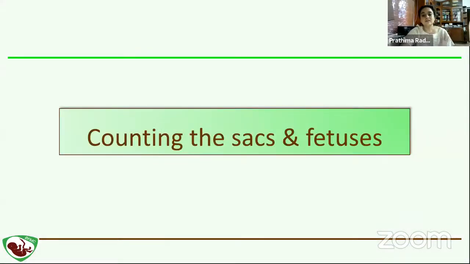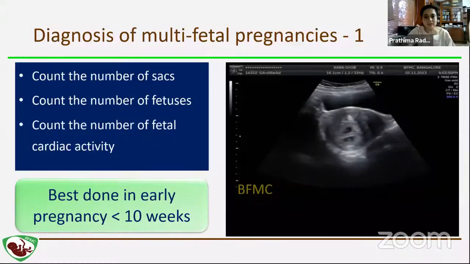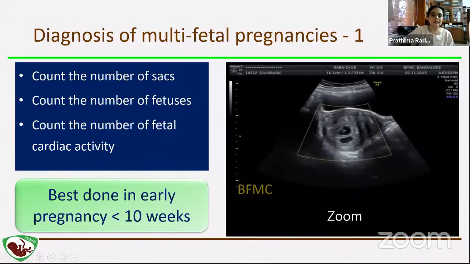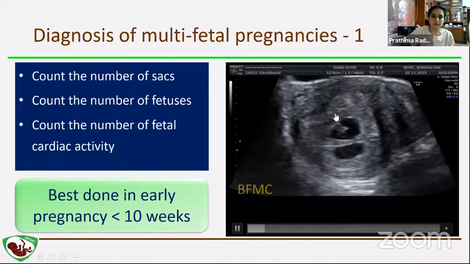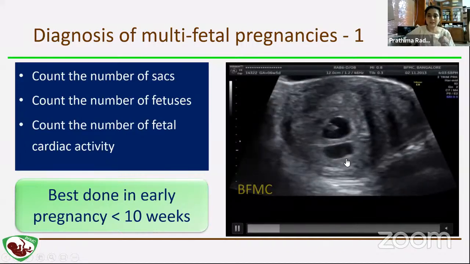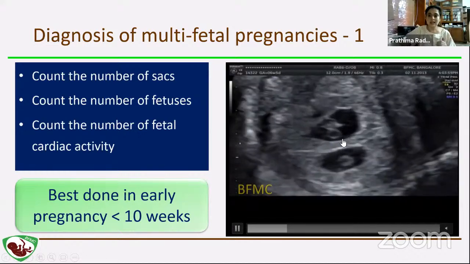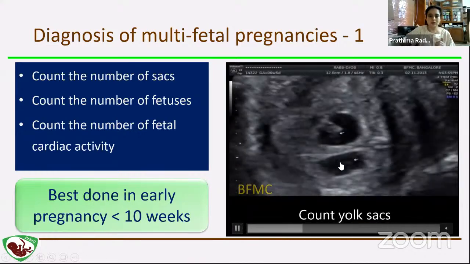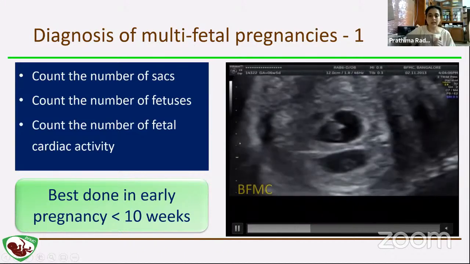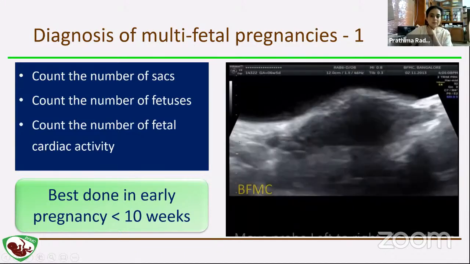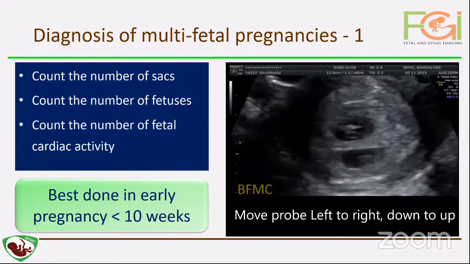Now it's very important to count the number of sacs and the fetuses, and we always start in early pregnancy by counting the number of sacs first, and it's important to go in that order. First, count the number of sacs. There are 2 sacs. Count the number of fetuses in each sac, that is 1 and 2, and then you look at the cardiac activity, and this is best done before 10 weeks.